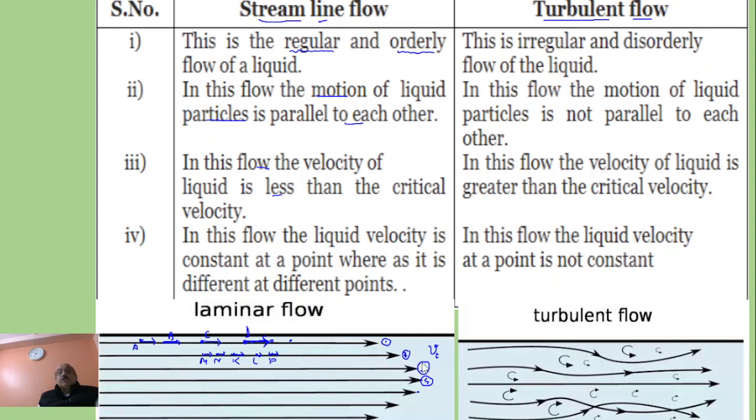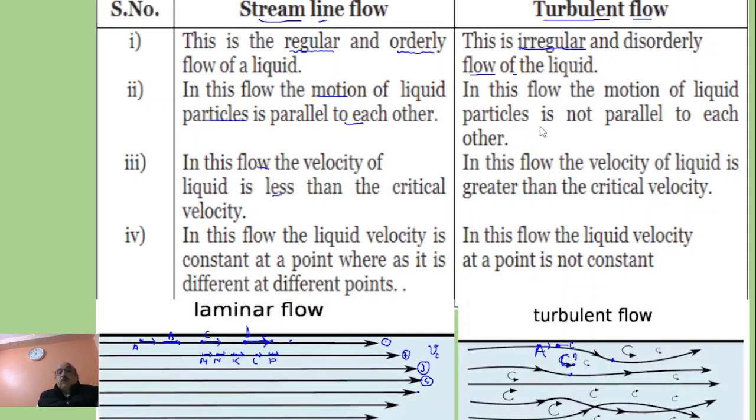The second type of flow is the turbulent flow. This is the irregular and disorderly flow of liquid. Now here, the flow of liquid is not in an orderly manner. The particle A is moving like this. The particle B is moving like this. The particle C is moving like this. So there is no particular framework. The particles are flowing in an irregular and disorderly manner.